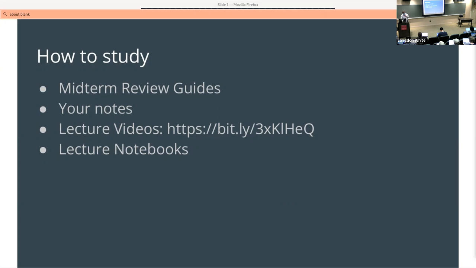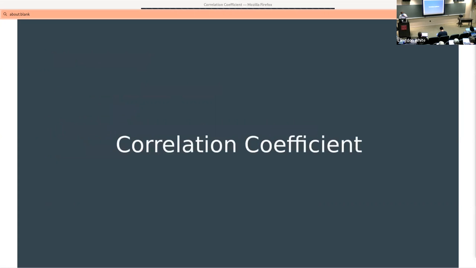Okay. Let's see. Do we have Jupyter working yet? Oh, looking like I'm getting progress. All right. So talking about the correlation coefficient. Oh, sorry.